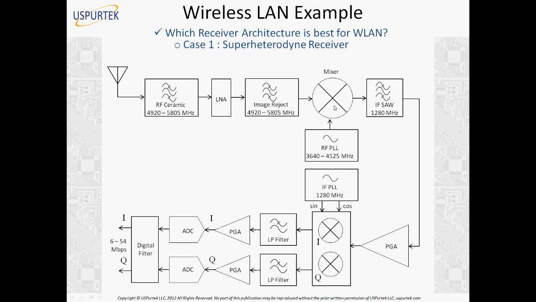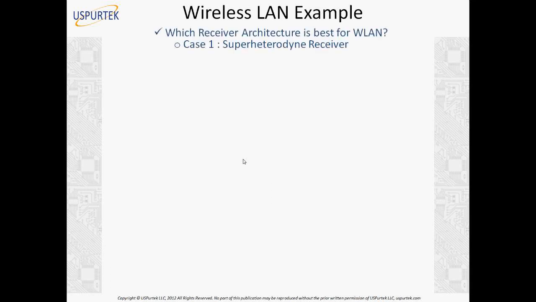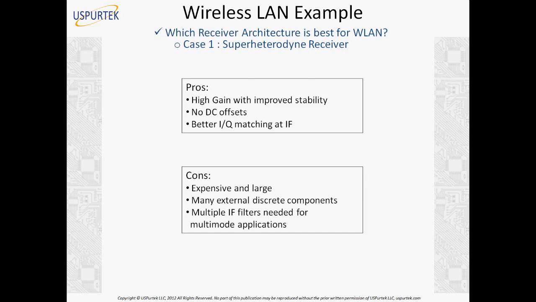What is this IQ matching at IF? Here, if you see the picture again, this split into I and Q we do at the IF stage, which is at a lower frequency. We are not doing the split here at the front. Here, we still maintain the composite signal, and it's only at the IF stage we split them into I and Q, which is much easier to implement.